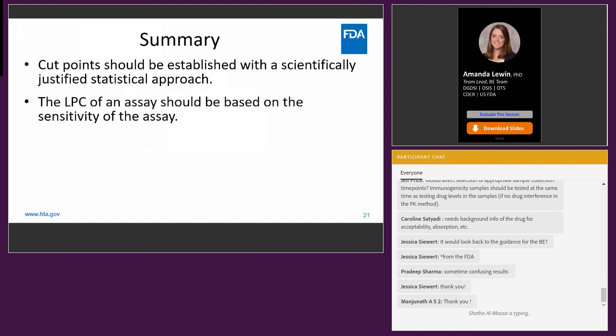The LPC of an assay should be statistically determined based on the sensitivity of the assay. It should be set to statistically fail 1% of the time, and the sensitivity should be properly established using a scientifically sound approach.